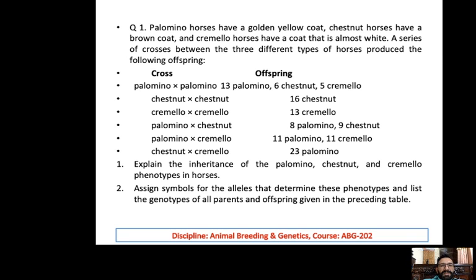Camelo, and likewise all. So question 1: explain the inheritance of the Palomino, chestnut and Camelo phenotypes in the horses. Number 2: assign the symbols for the alleles that determine these phenotypes and list the genotypes of all the parents and offspring given in the preceding table. So this is the previous table in this example, you can see.